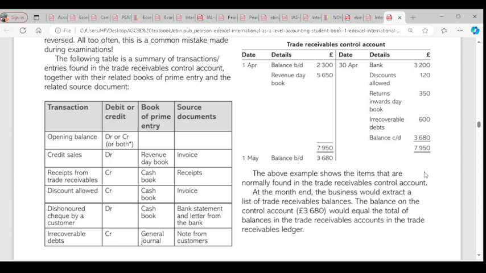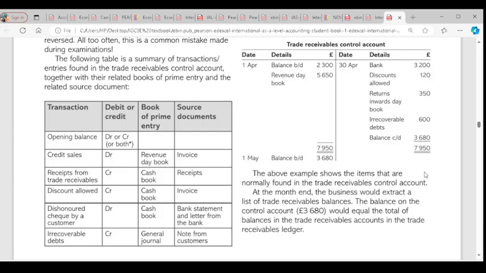A dishonored check is a check that is rejected by the bank. So you basically get this information put on the debit or credit side of trade receivables or trade payables. So we have receipts. We have discount allowed, which is also going to be on the credit side. We have dishonored check, which is going to be on the debit side. Irrecoverable debt on the credit side. So all these transactions will be on the credit side. I think it's clear.